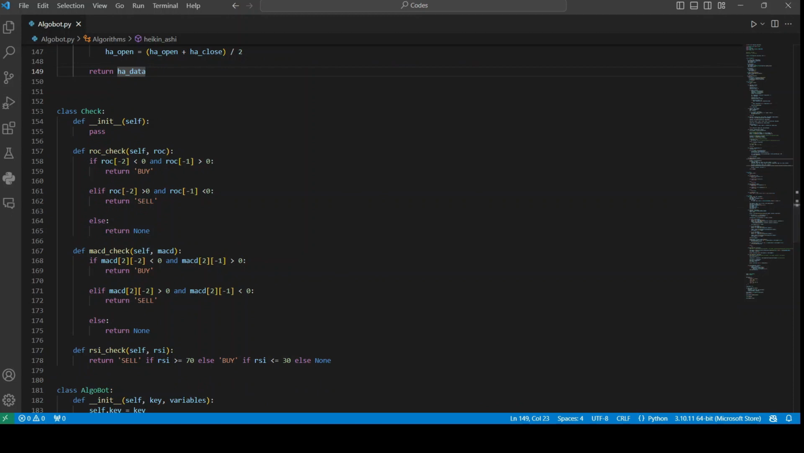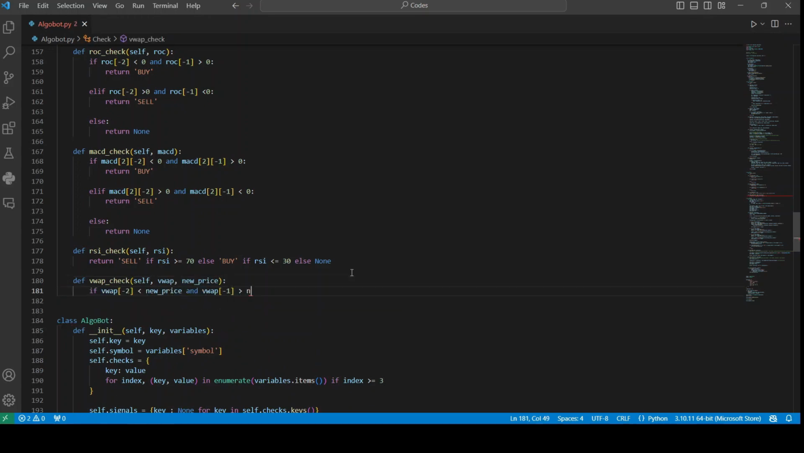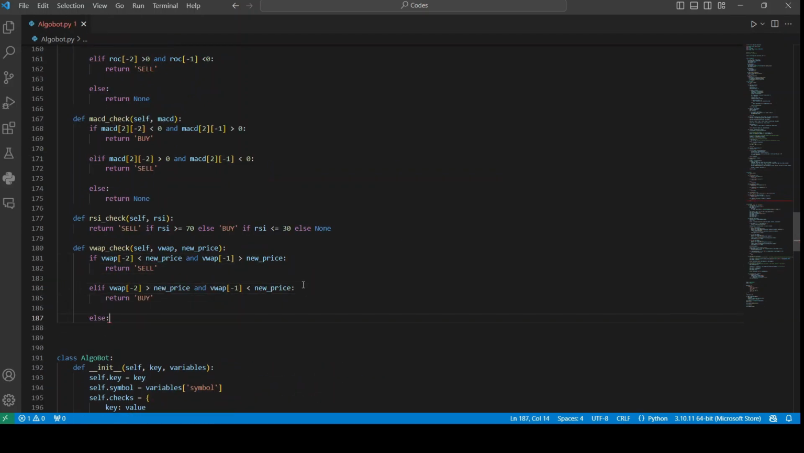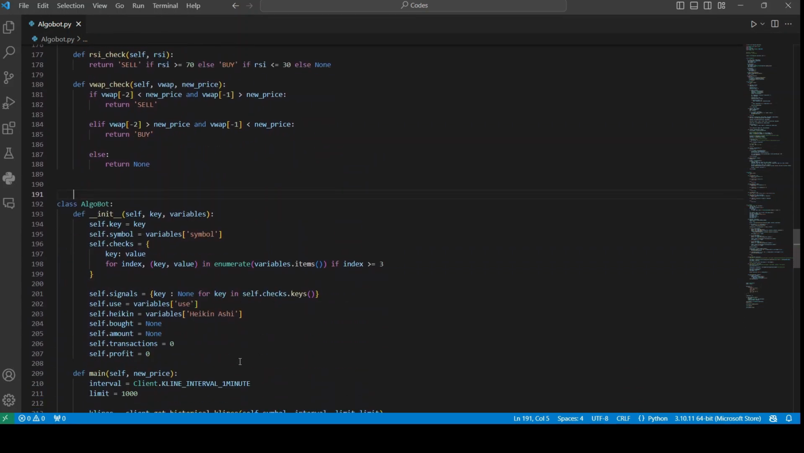Now, after we calculate the different VWAP values, now we have to create another check class for the VWAP to determine where the price of the asset needs to be in relation to the VWAP indicator in order for us to create a buy or sell order. So let's just do that really quickly. There you go, and that's your checks class all done right there.